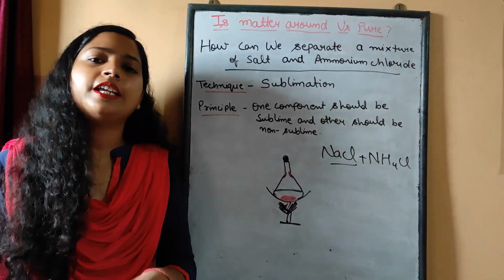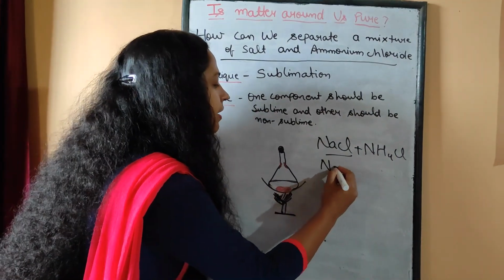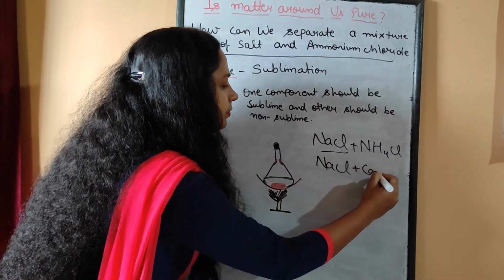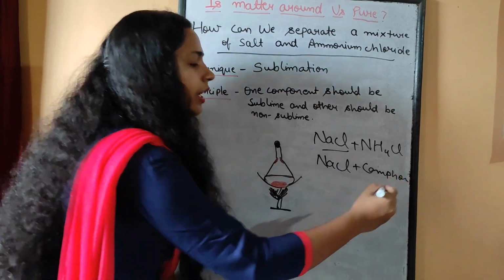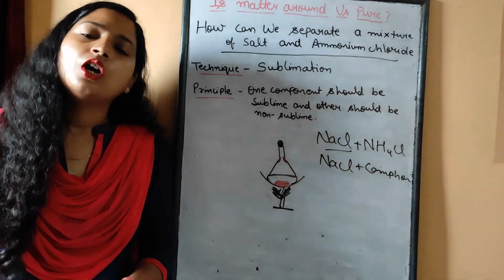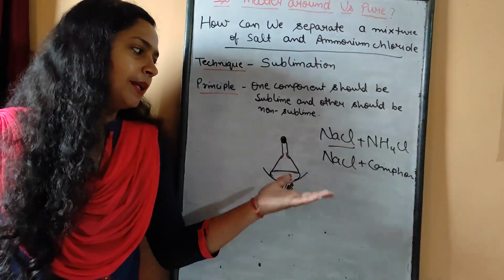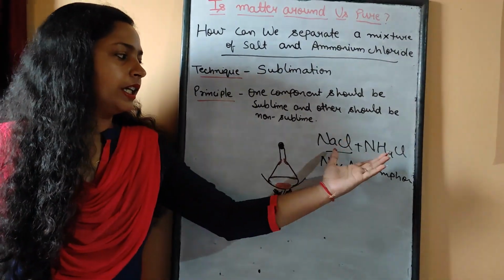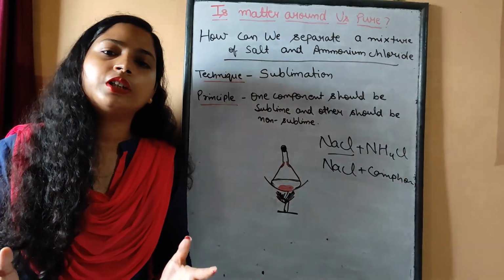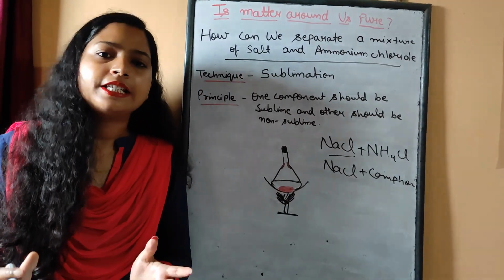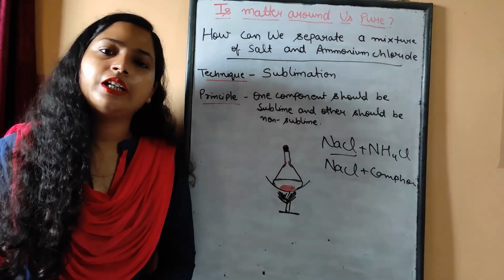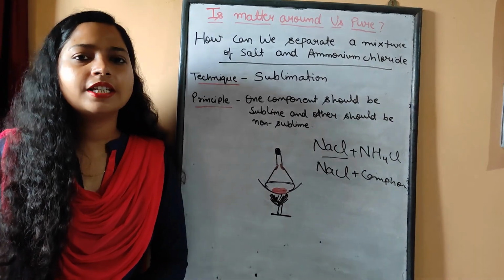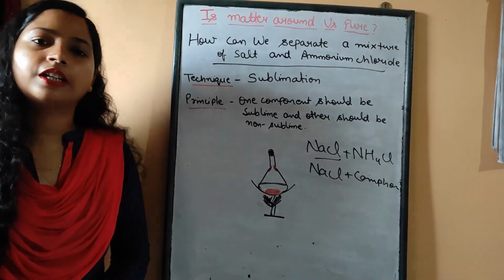Similarly, we can take the example of NaCl plus camphor or NaCl plus naphthalene ball or any salt plus any sublime material. So how can you separate it? If the physical appearance of both components of a mixture is the same, then how can you separate those mixtures? For that, we use this sublimation technique.